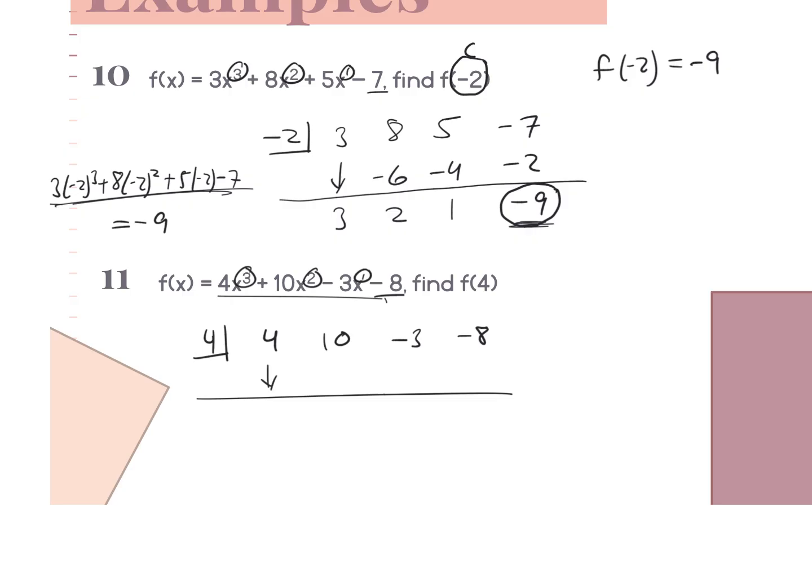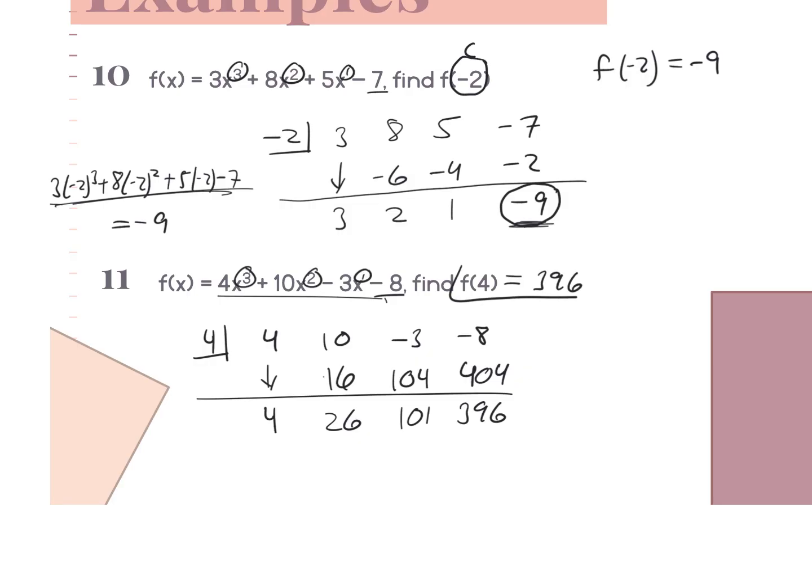So then I'm just going to use synthetic division to evaluate f of 4. We're going to figure out what this is in a second. Bring down the 4. 4 times 4 is 16, and 10 plus 16 is 26. When you do 26 times 4, you should get 104. You can verify that if you need to. Negative 3 plus this is 101, and 4 times 101 is 404. Then negative 8 plus 404 is 396.